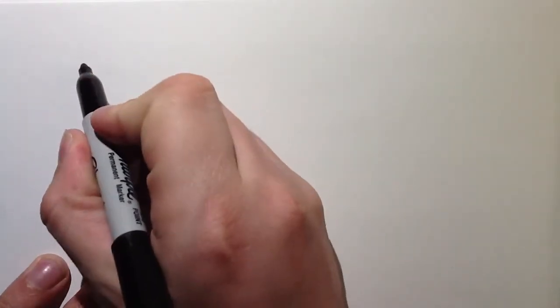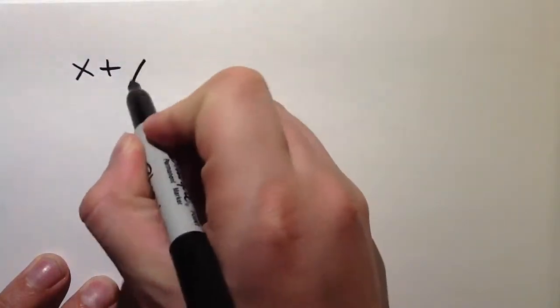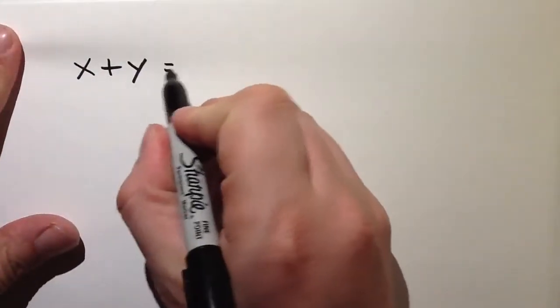You guys are watching Doing Math, and again we are going to be graphing equations in slope-intercept form. The first one we are going to graph is x plus y equals 0.